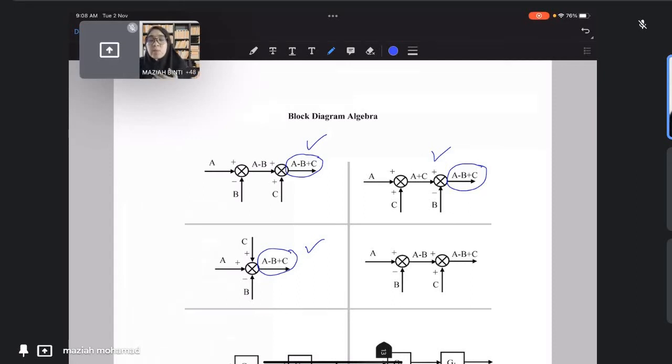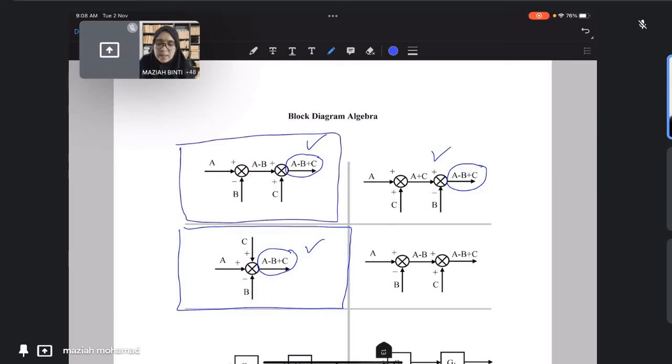Meaning whether you draw it like this, which is normally how you draw it, you said there are three variables A, B, and C. So therefore, you will draw three arrows into the summation point, right? But other than that, you can also draw like this.